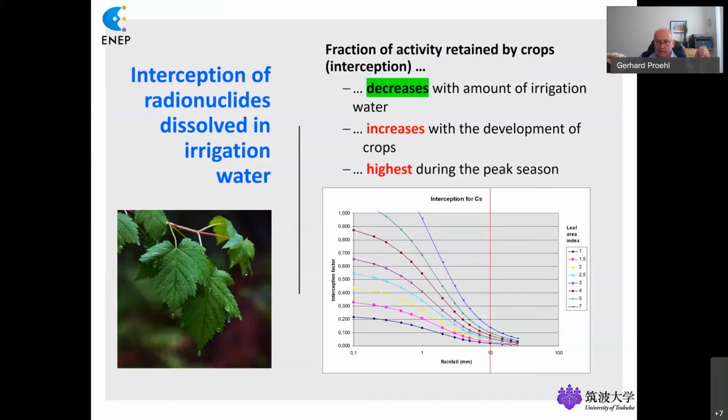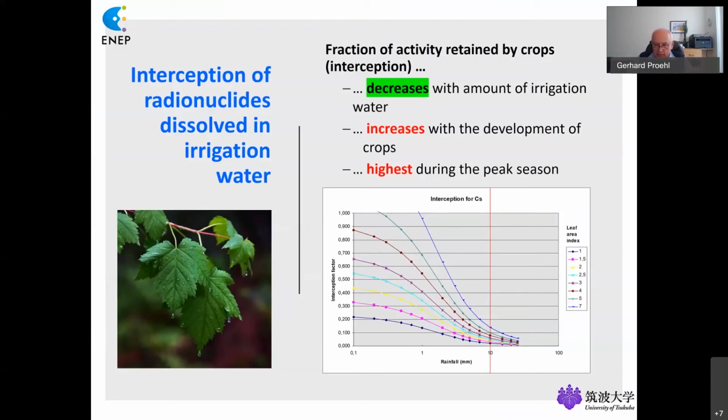On the other side, in general, the interception fraction increases with the development of crops. This means the more developed the crop is, the higher is its fraction, because the higher is the interface between rain and plant. And the development of crops is highest during the peak season.